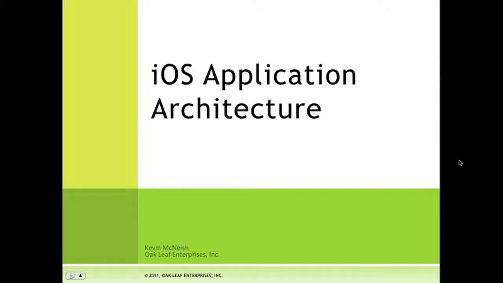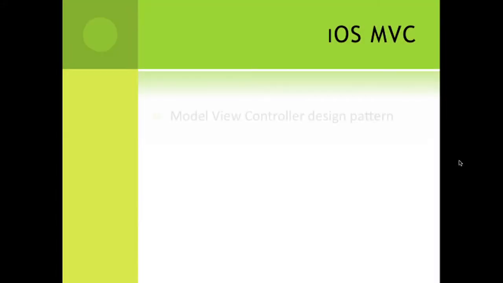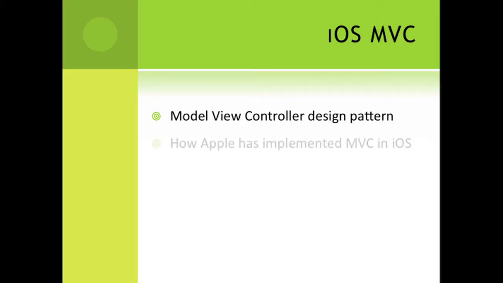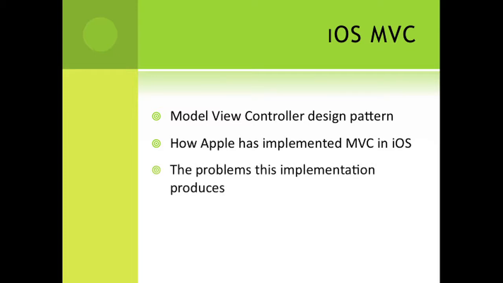In this section, we're going to take a close look at the important topic of iOS application architecture. First off, we're going to learn about the Model View Controller design pattern, how Apple has implemented this MVC pattern in iOS, and we'll learn about the problems this architecture produces. Then we'll see how you can easily improve on it so your iOS apps are easier to create, maintain, and extend.